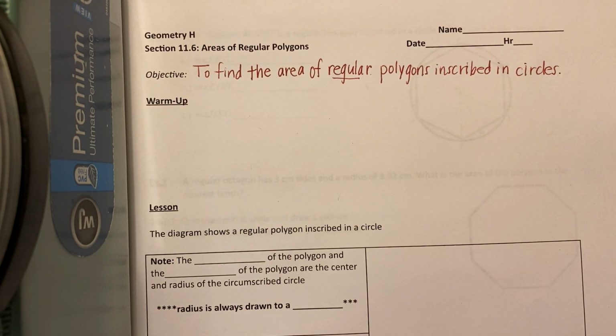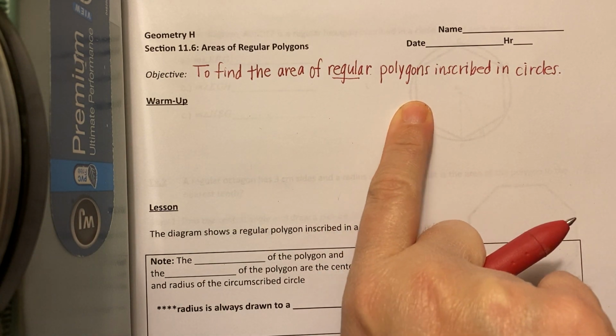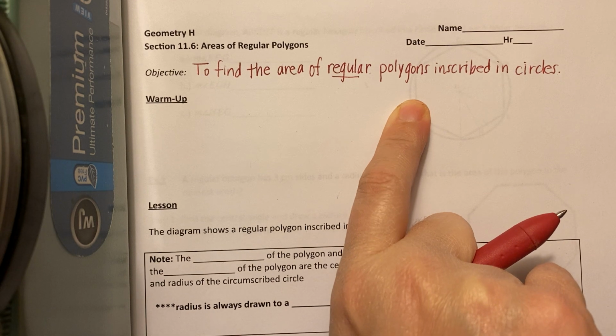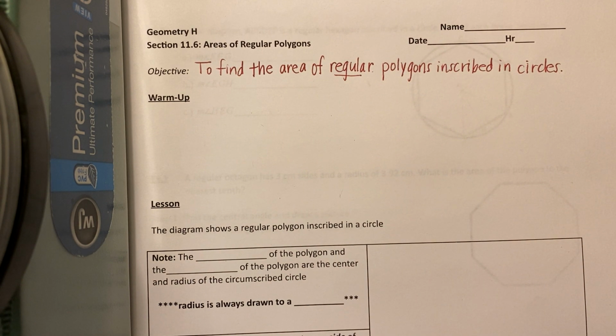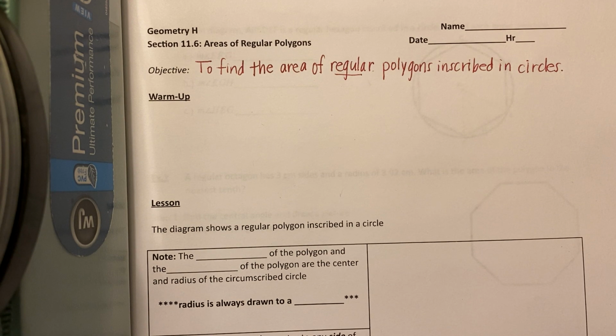Okay, good morning. So today we're going to move into section 11.6, which is going to be something just a little new for sure. We're going to find the area of regular polygons. So that could be any hexagon, octagon, pentagon, decagon, but regular, remember, means all sides and all angles are congruent, okay? And so this is a little different, but I think once you get the hang of it, you're going to feel like it's not too bad.